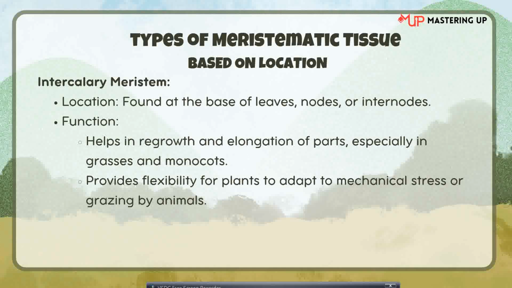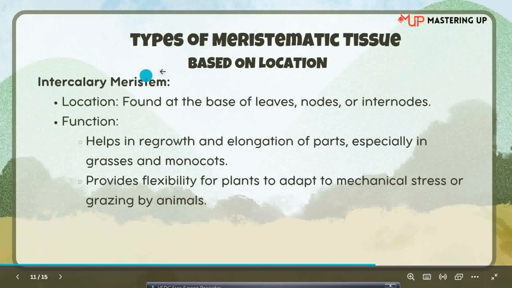As the name suggests, it is present on the internodes, nodes and the bases of leaves. Its function is to help in the regrowth and elongation of parts, especially in grasses and monocots. They provide flexibility for plants to adapt to mechanical stresses or grazing by animals. Okay, so this one is important.